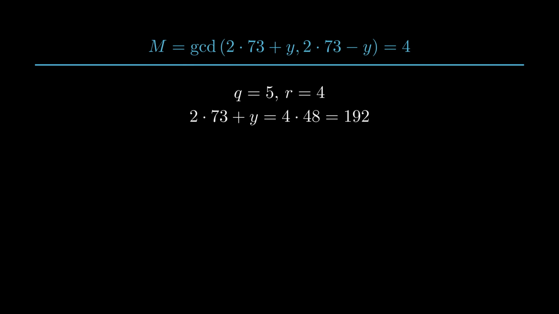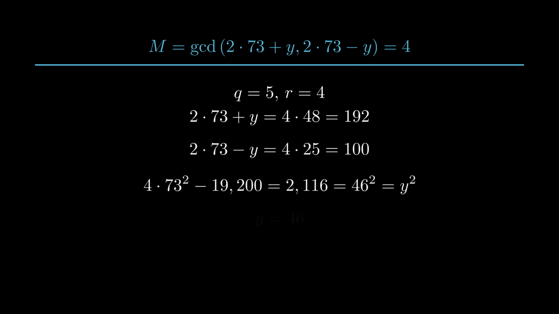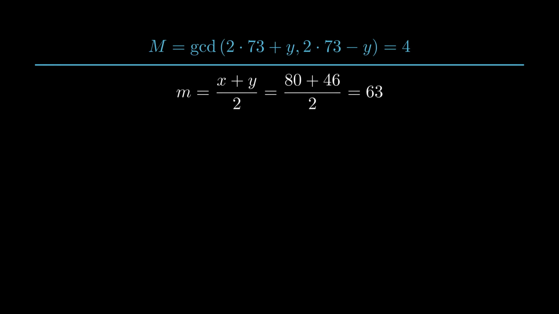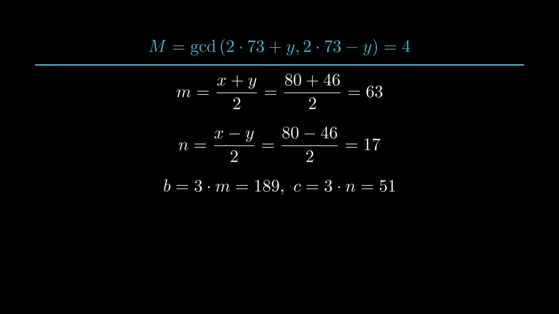With the q and r values at hand, we can reverse the equations to find x and y and eventually b and c. Let's do the algebra for x. We arrive at the solution. We shall still try one more case.